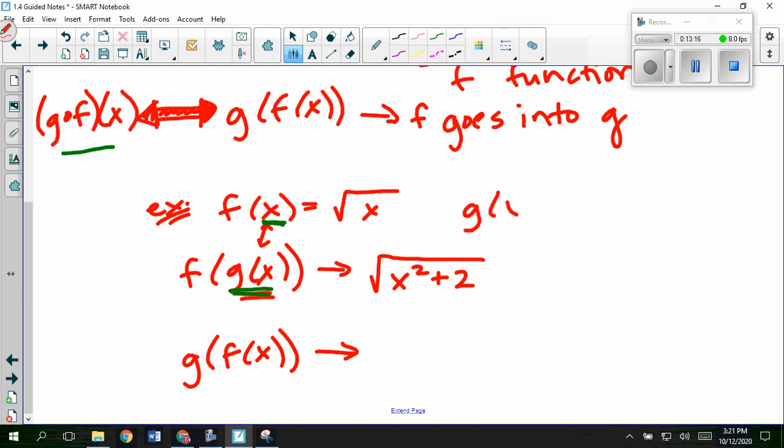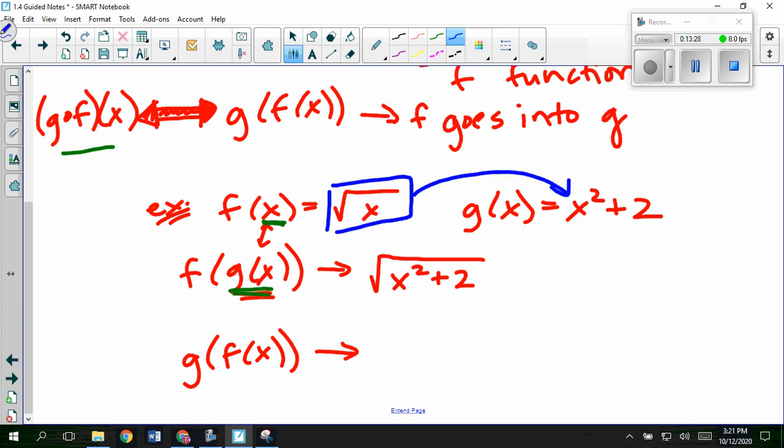So we've got g of x equals x squared plus 2 again. For my second example, I'm going to take this f of x function and put it into the g function. I'm going to replace the x with the square root. So what I end up with here is the square root of x squared plus 2.